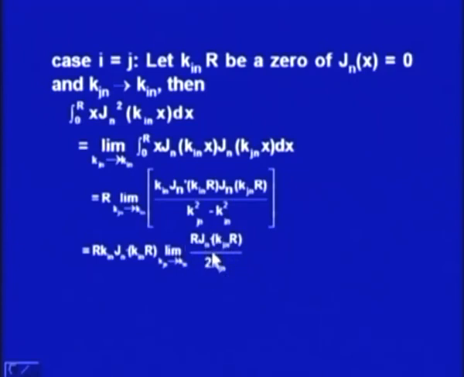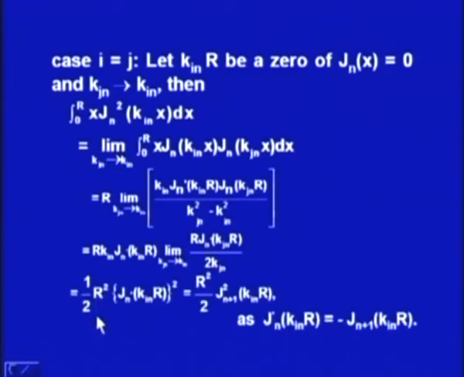This we get by using L'Hospital's rule, because this is of the form 0 by 0 when k_G n goes to k_I n. So, differentiating with respect to k_G n, we get this expression, which is equal to half r J_n'(k_I n r) whole square, and that is further equal to r² by 2 J_{n+1}²(k_I n r), as we know that J_n'(k_I n r) is equal to minus J_{n+1}(k_I n r), in view of the fact that J_n(k_I n r) is equal to 0.